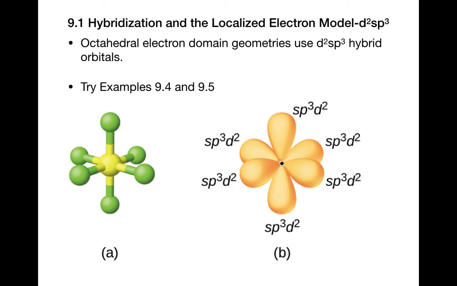In the case of octahedral geometry, we need to mix 2 d orbitals with an s and 3 p's. So we end up with d2sp3 hybrid orbitals. As you look at each of these types of hybridization, try to do the examples in the book as we go along.